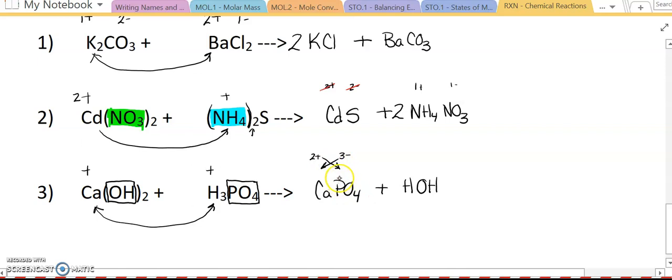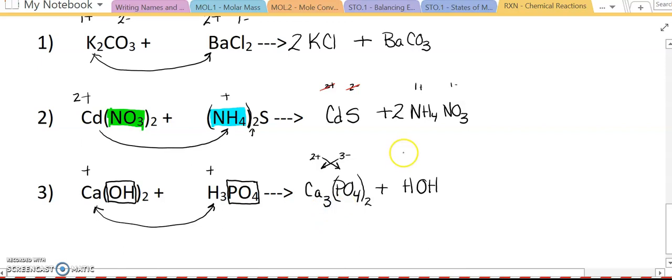But I am going to end up with a 2 on my phosphate, and that means phosphate needs to go in parentheses before I write the 2 subscript. And calcium is going to get phosphate's 3. So I'm going to rewrite this a little bit: it is going to be Ca3(PO4)2, and that's going to be the formula for my calcium phosphate.